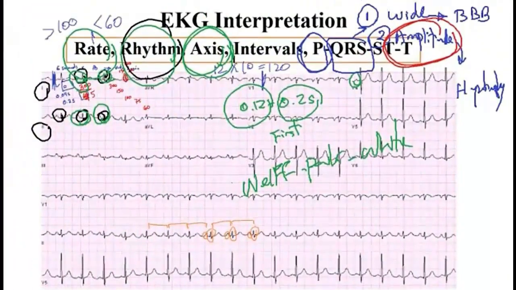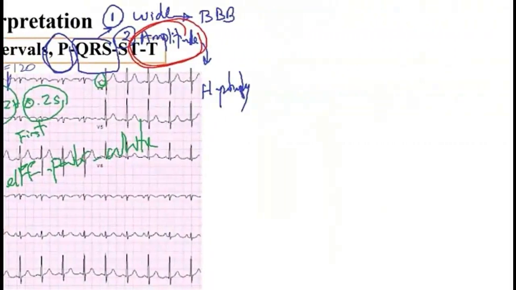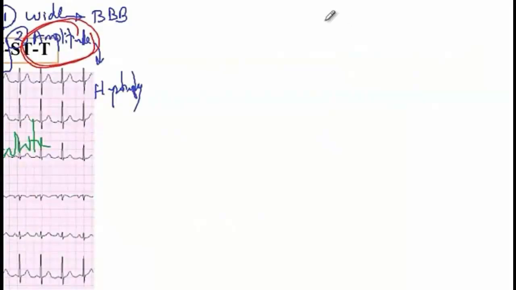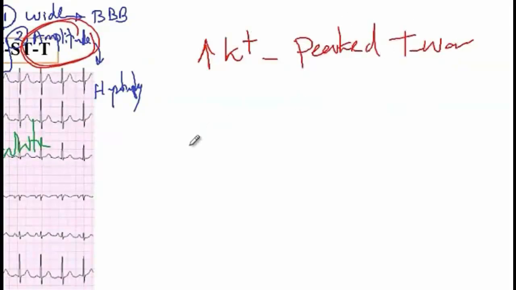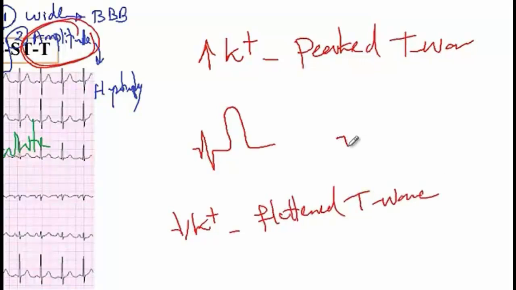Back to the table. And then finally we have the ST and T wave interpretation. The T wave can tell you about different conditions, including the level of potassium in the serum. In patients that have a high level of potassium, there would be a peaked T wave. So if we have the QRS complex, then we have a peaked T wave there. In patients that are hypokalemic, on the other hand, you will have a flattened T wave. So again, if you have the QRS complex here, then there would be a flattened T wave there.